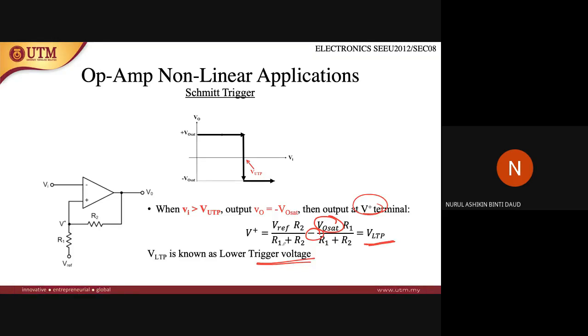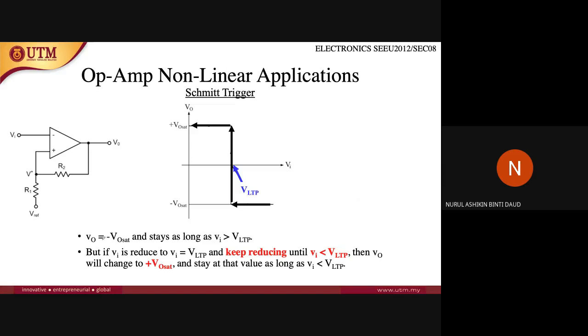What will happen? VO equals minus VO saturation and stays as long as this value. VI is bigger than VLTP, so it will stay at this value, and then it will go in this direction. When VLTP, the graph will point to the left hand side. So it will stay at this negative value.